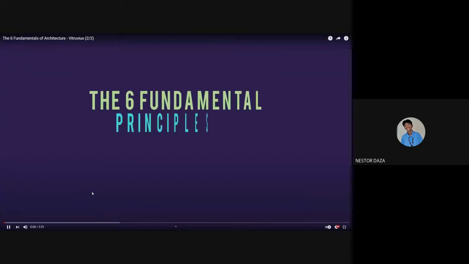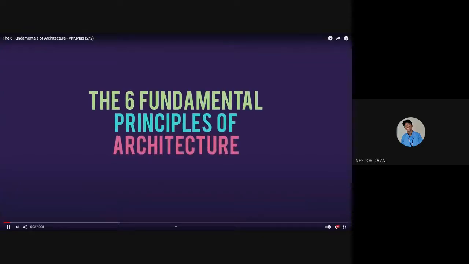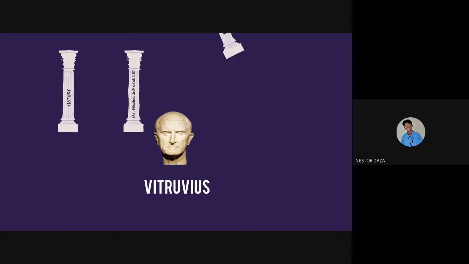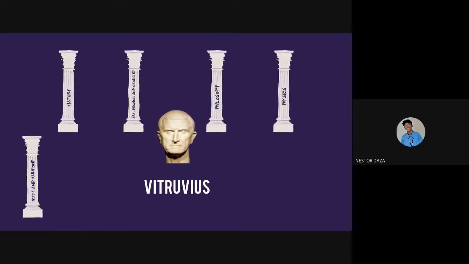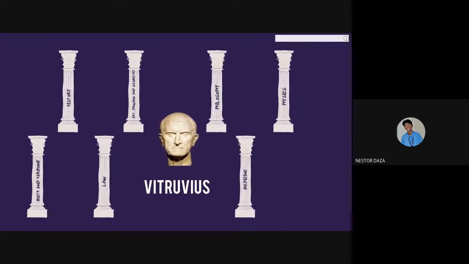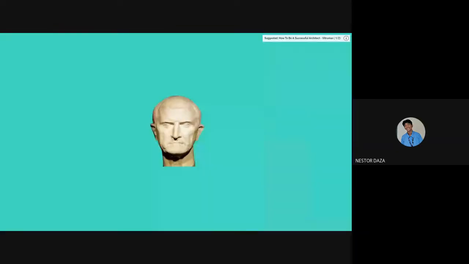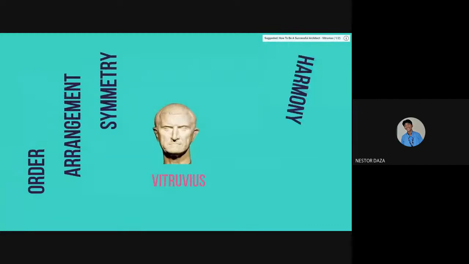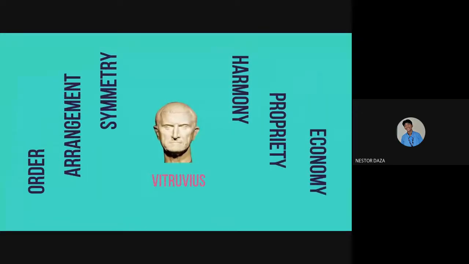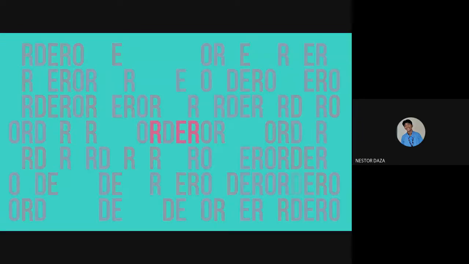The 6 fundamental principles of architecture. Vitruvius. After laying out the path for being a successful architect according to Vitruvius in our previous videos, we will go through his ideas on the fundamental principles of architecture, as pointed out in his writings. Vitruvius believed that architecture depends on 6 principles, each with its own weight and value on the projects. The first one is order.